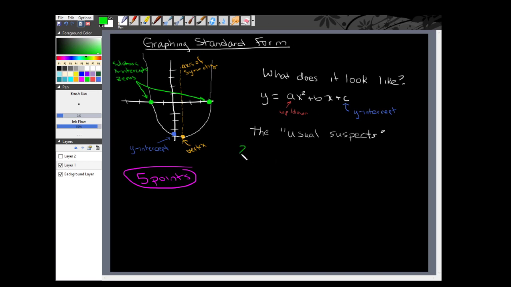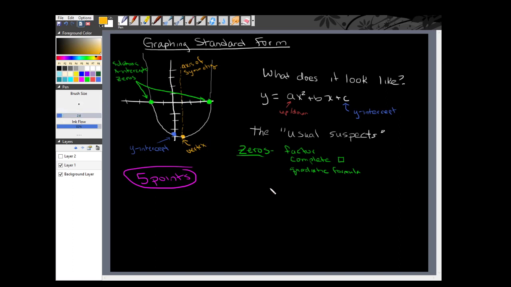Now, 2 of the points that we look for are the zeros, okay? You can get those by factoring. You could complete the square. You could use the quadratic formula. Any of those will get you those zeros. And that's 2 of our points.